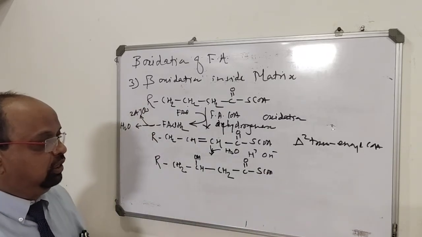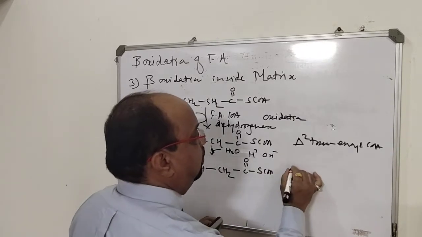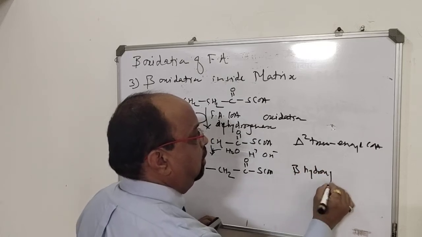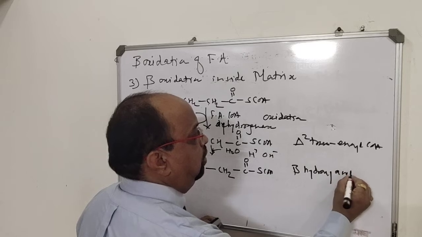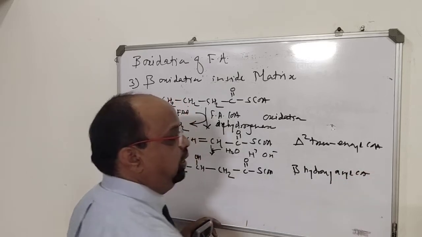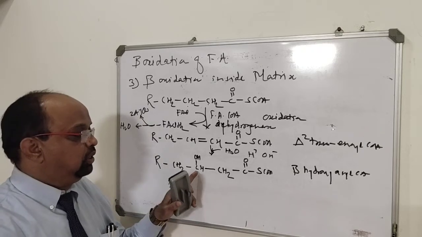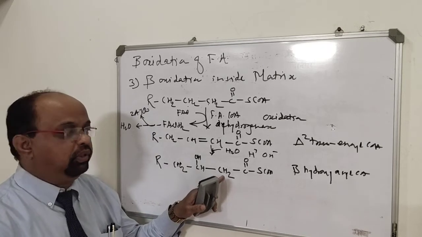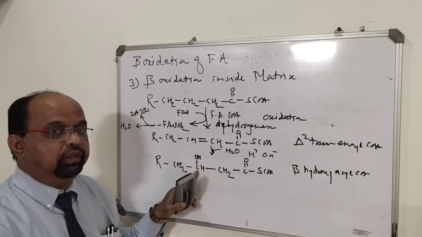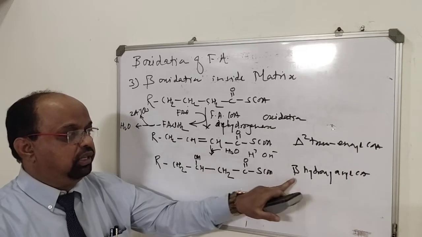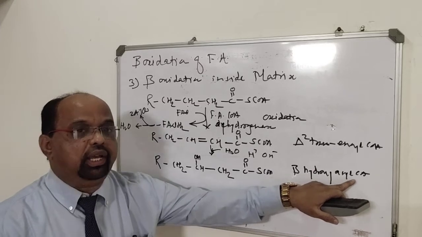This is known as beta hydroxy acyl CoA. Why beta hydroxy acyl CoA? Because this is the alpha carbon and this is the beta carbon. On the beta carbon, a hydroxyl group is there. That's why this is called a beta hydroxy acyl CoA.